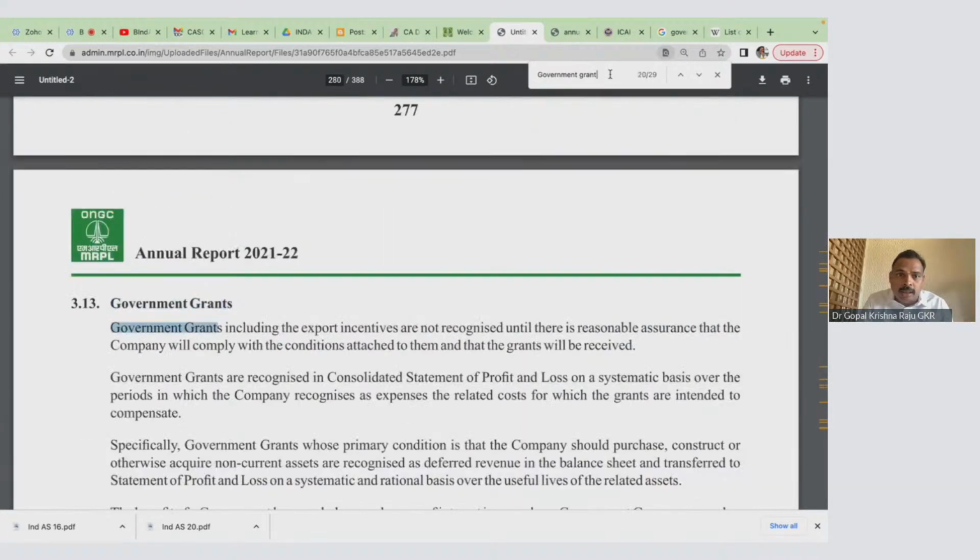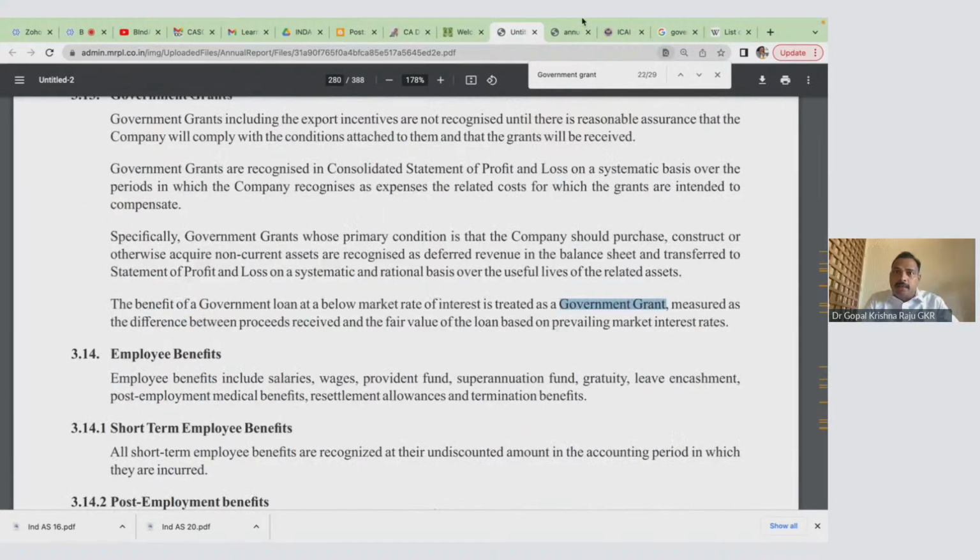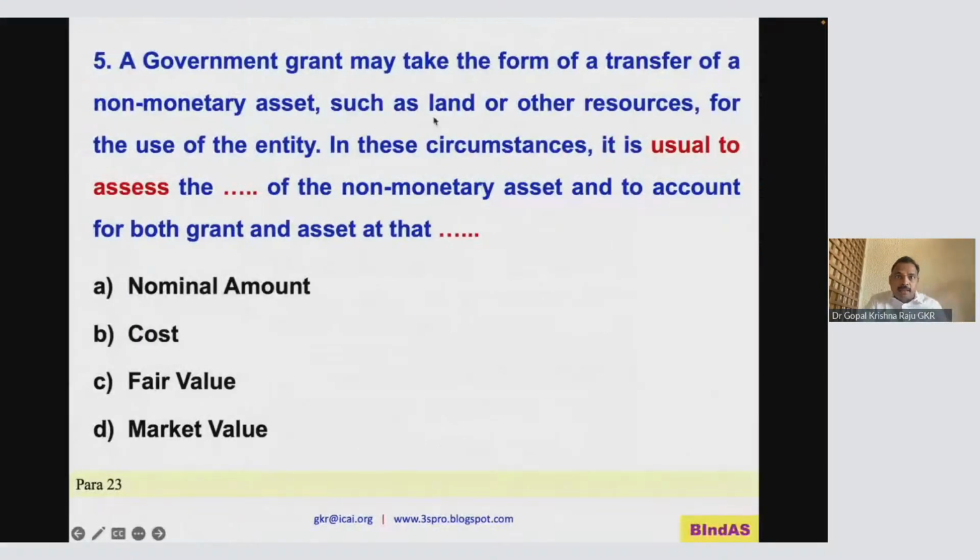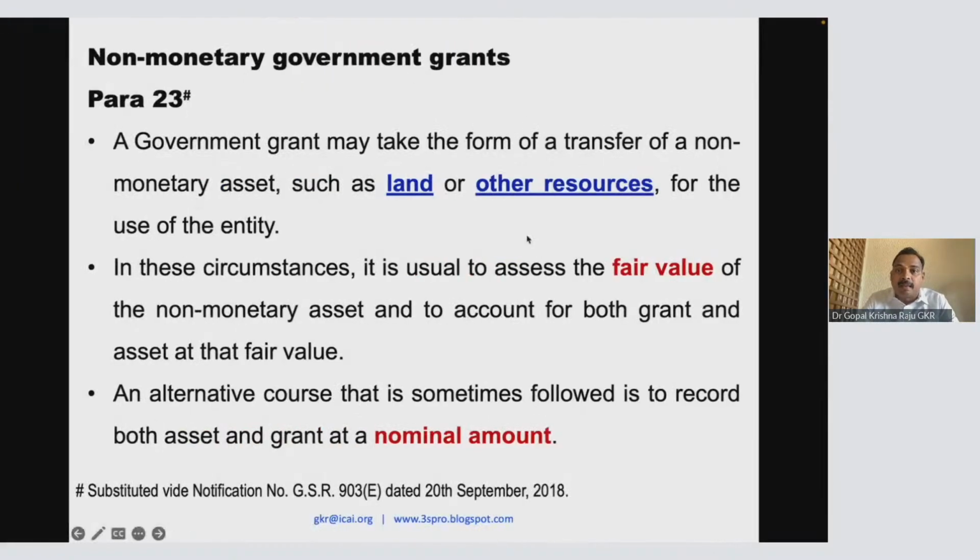Amortization, government grants. Yes. So I'll just take you to this question and I'll finish it. A government grant may take the form of a non-monetary grant such as land, etc. And it is usual to assess the fair value and to account for both grant and asset at that. Now, usual to assess. This is where you have to be very careful. Now, please come to this paragraph. In these, it is usual to assess fair value and record both grant and asset at fair value in the balance sheet, but the alternative is only nominal.